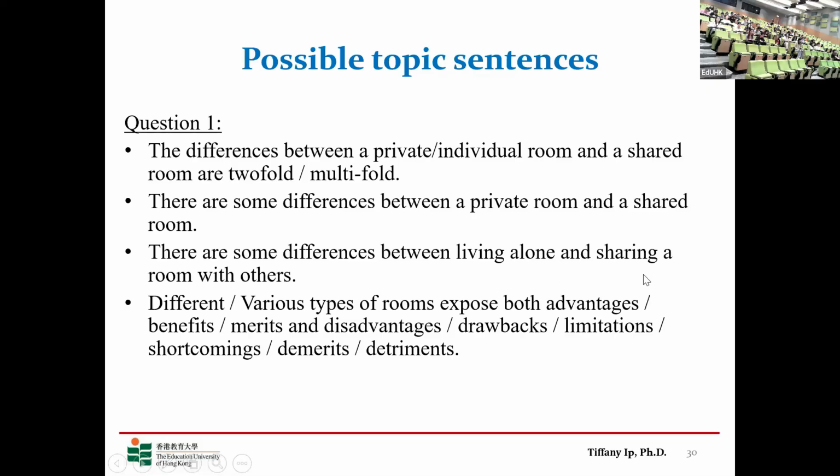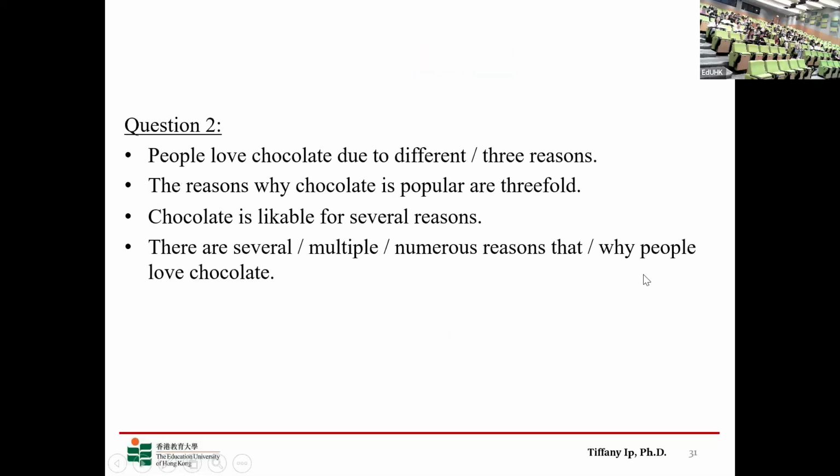And then the next one is about reasons. And so I think you at least need to make sure the topic sentence has the word reasons. You don't simply say, people love chocolate, full stop. Then people don't know this paragraph is actually about elaborating on the reasons why people love chocolate. So people love chocolate due to different reasons, or 3 reasons. Just now you learned the word twofold or multifold, this time threefold, right? So the reasons why chocolate is popular or is likable are threefold.